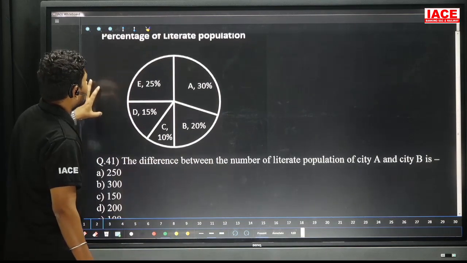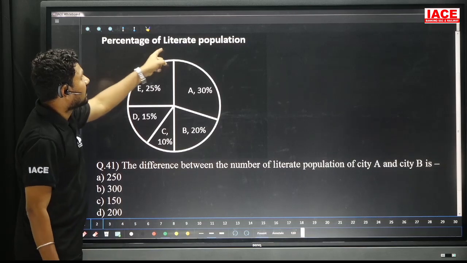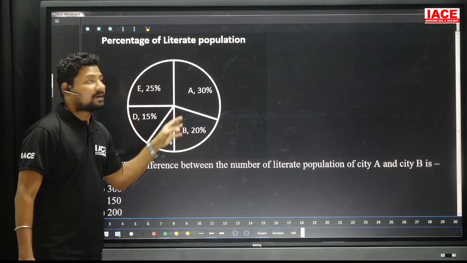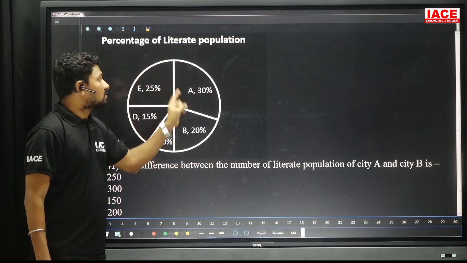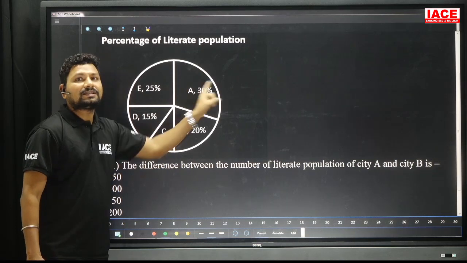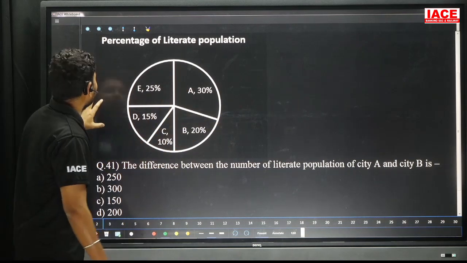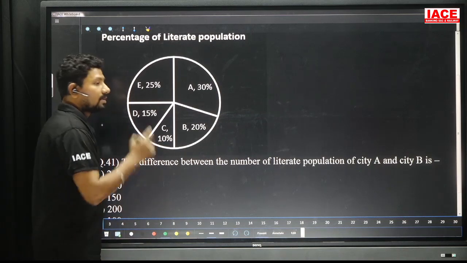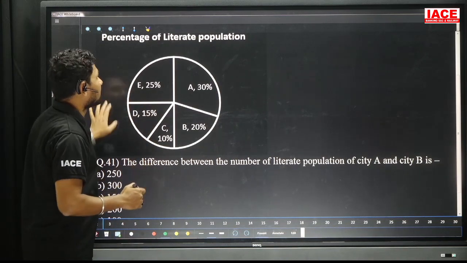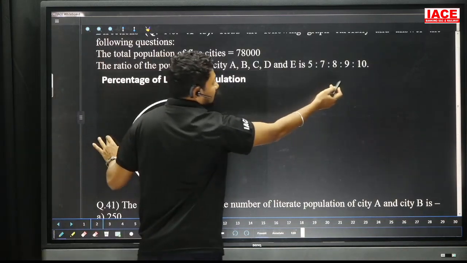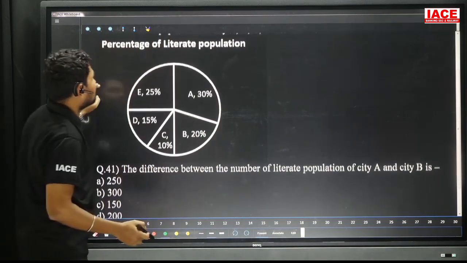And directly we'll go to the question. The percentages mentioned in the pie chart are not of the total population, they are of the literate population. So in A, 30% is literate means 70% is illiterate. Then we'll move to the direct question. So just remember 5, 7, 8, 9, 10. That is the initial ratio, and 78,000. Based on this, we should calculate.